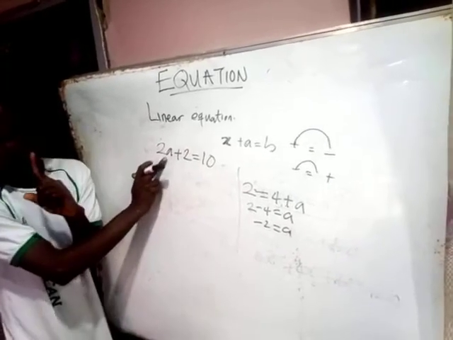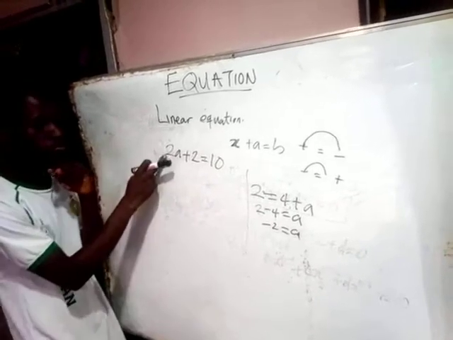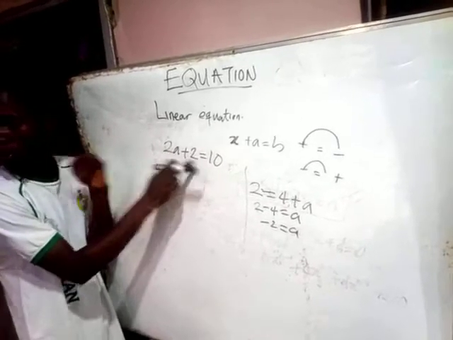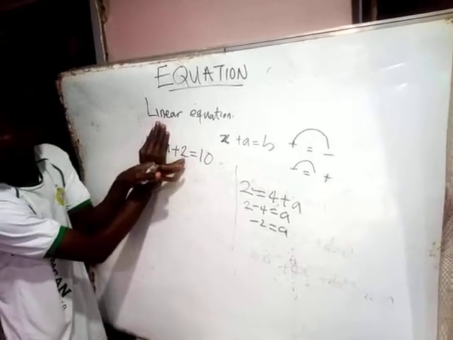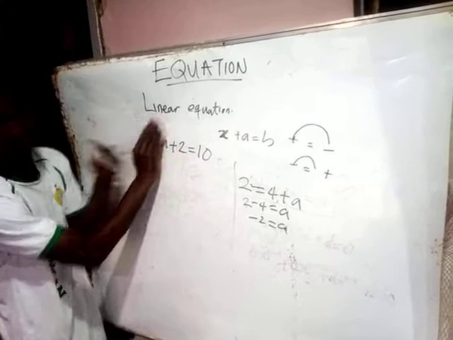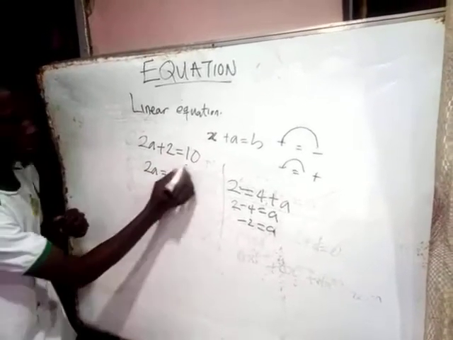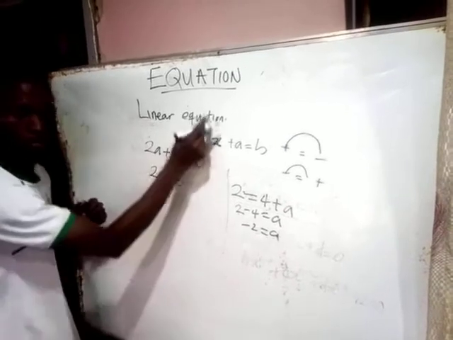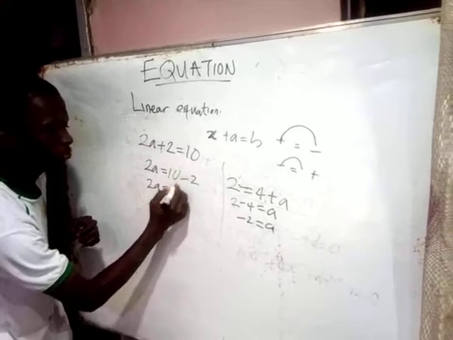What we are looking for is a. What is disturbing this a? Two things: this 2 and this plus 2. So for us to first get a, you have to remove this 2 that is disturbing a. You will have 2a = 10 - 2, and this 2a = 8.